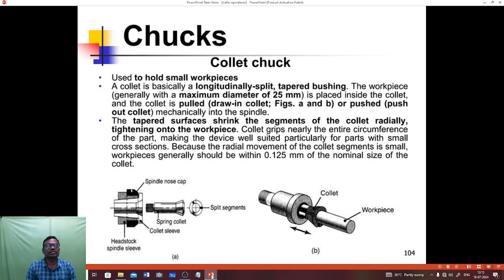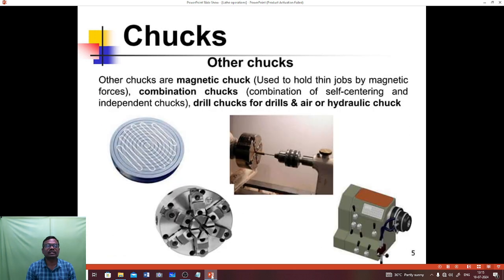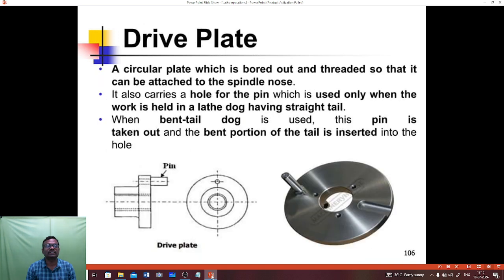Collet chuck is used to hold smaller pieces. A collet is basically a longitudinal split tapering bushing. The workpiece is placed inside the collet and the collet is pulled or pushed mechanically into the spindle. Other chucks are magnetic chucks, combination chucks, drill chucks for drills, and the air or hydraulic chuck.